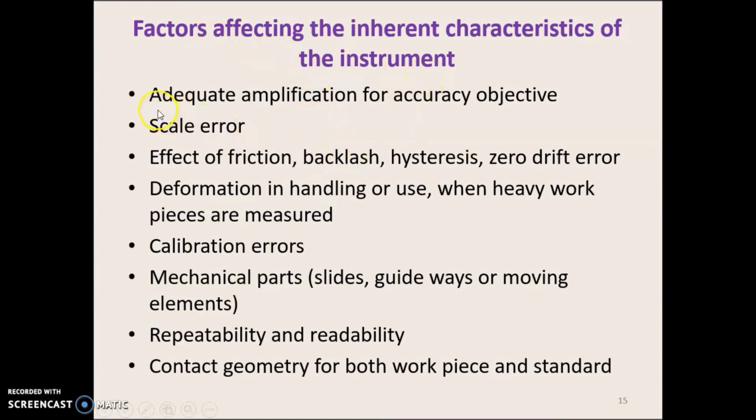We have several factors, that is adequate amplification for the accuracy objective. Yeah, definitely we know about this, right? Amplification is required to the adequate level. Without amplification, we cannot read the weak signals. We cannot convert those weak input signals into output. So from an accuracy perspective, for accurate measurement, if accuracy is our objective, then definitely we need to have adequate amplification.